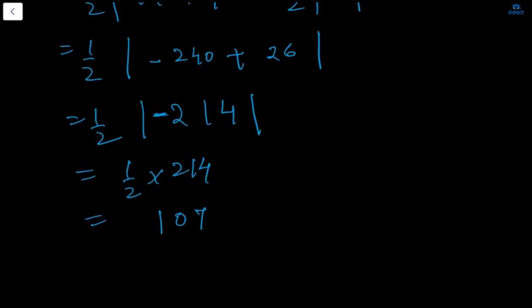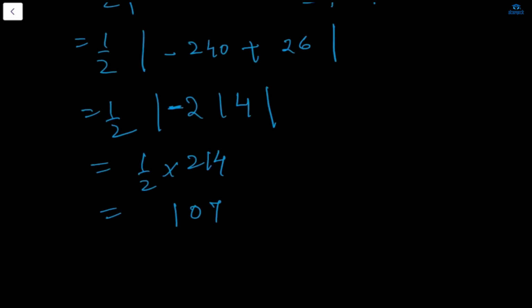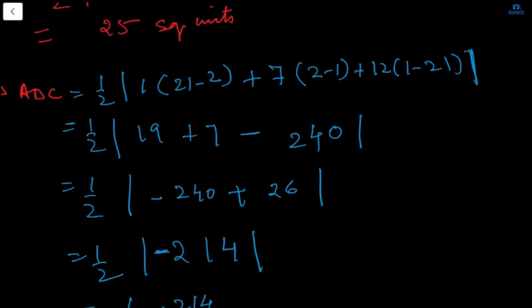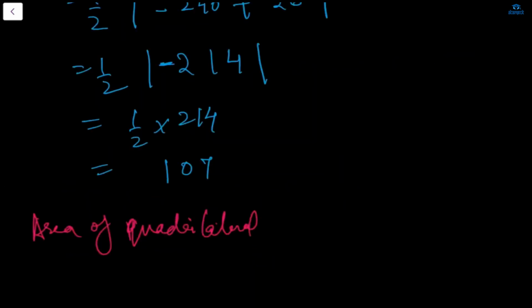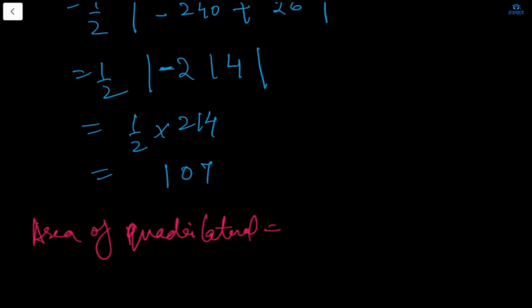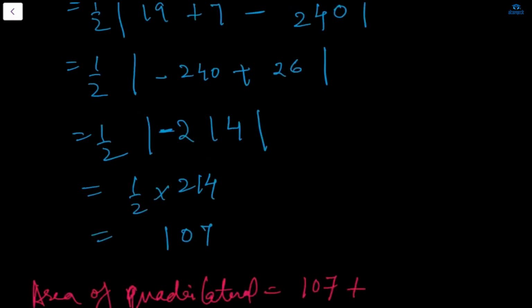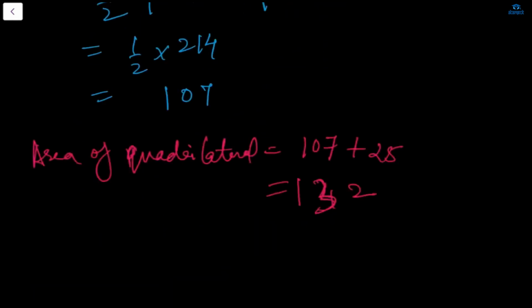Now we have got the area. Sorry, the area of the quadrilateral is equal to 107 plus 25, which is 132 square units. I don't think anybody has any doubt, because you are just putting the values in the formula.